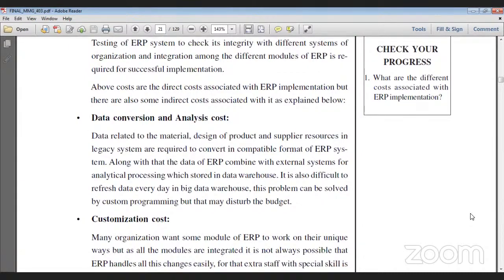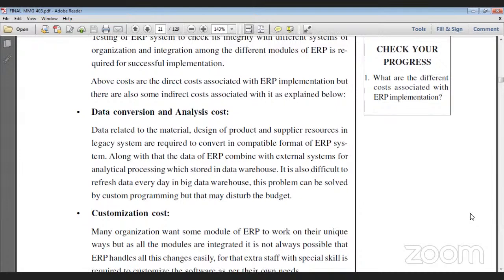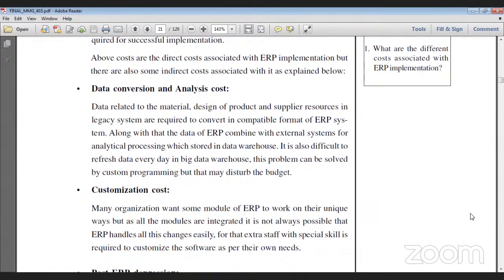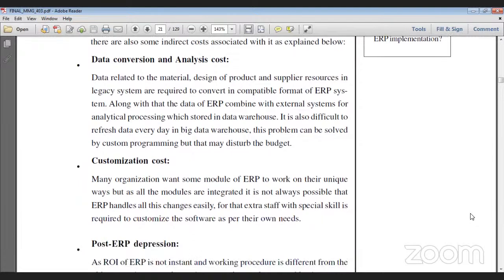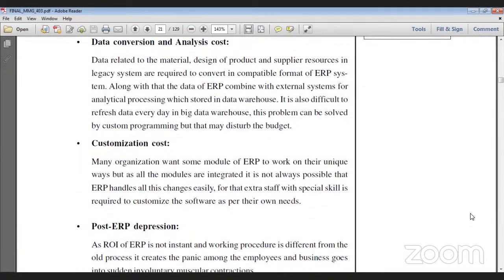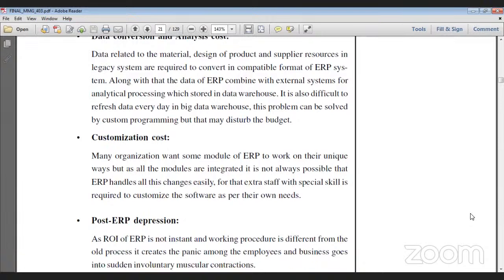The next indirect cost is customization cost. Many organizations want some modules of the ERP to work in their unique ways, but as all the modules are integrated, it is not always possible for the ERP to handle all these changes easily. For that, extra staff with special skills is required to customize the software as per their own needs.